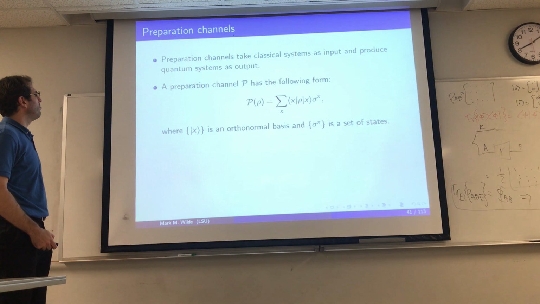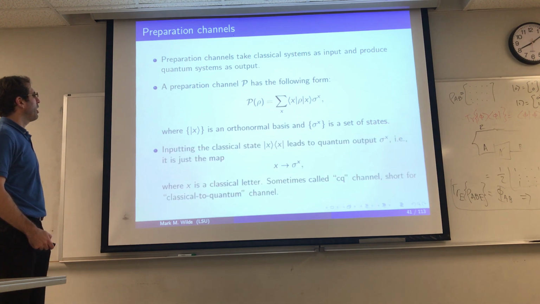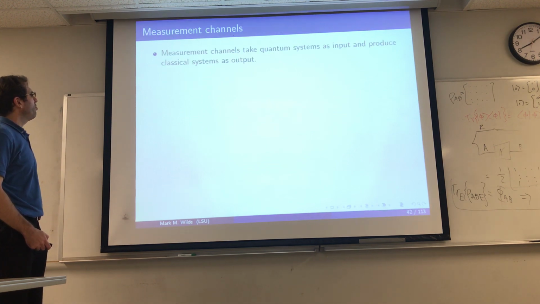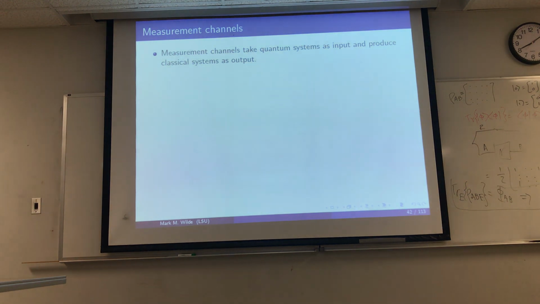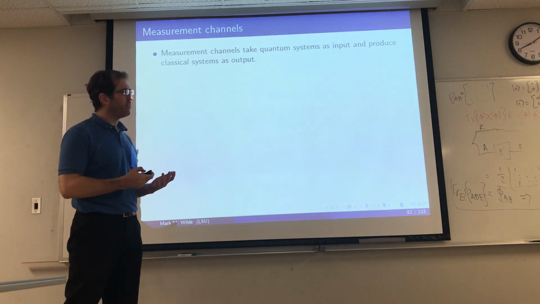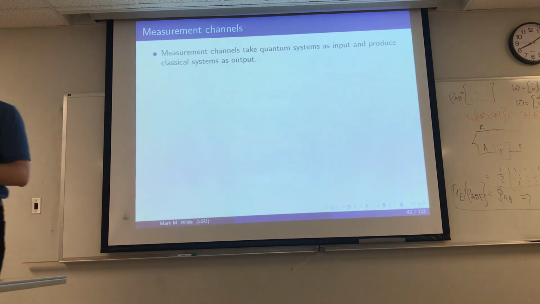Okay. I'm going to skip this. Very important is the measurement channel. Quantum measurement is a very special kind of evolution in quantum mechanics, but you can also phrase that in the language of quantum channels.